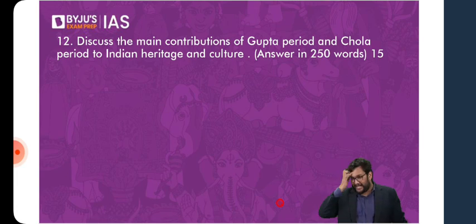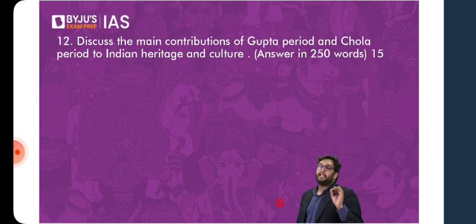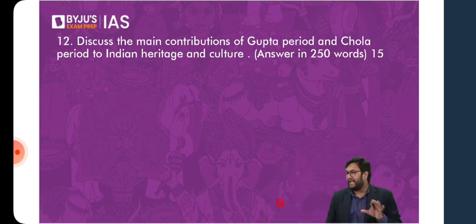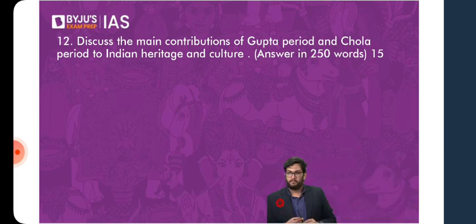that is, discuss the main contribution of the Gupta period and Chola period to Indian heritage and culture. Now, when I talk about Indian heritage and culture, and concepts related to, for example, Gupta and Chola, can anybody tell me, will this question have the same answer for everybody, or is everybody going to write a different answer? Everybody is going to write a different answer.